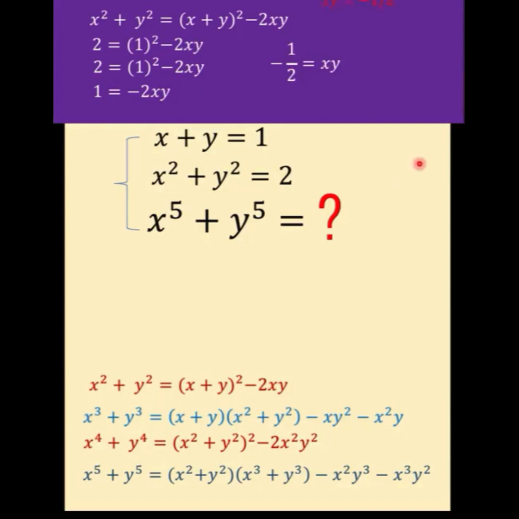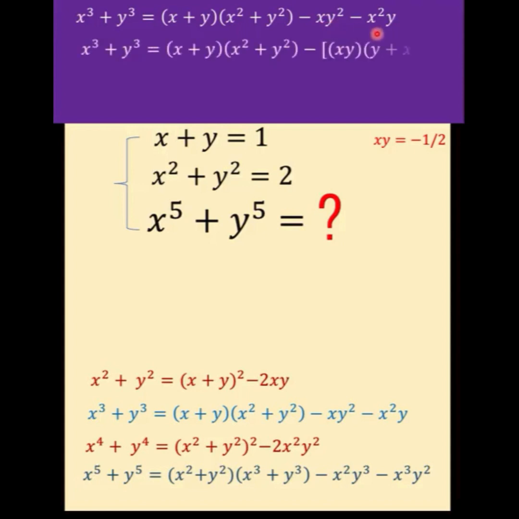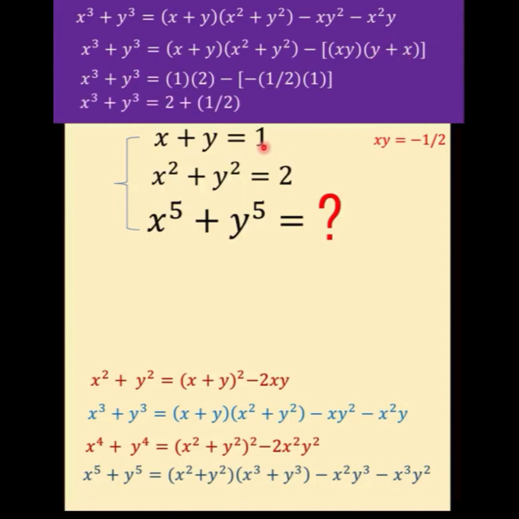Let's remember that result. Next, let's go to x cubed plus y cubed. In here, we can still simplify this because there is a common factor of xy, and so we arrive at this simplified form, and replacing the values for x plus y, which is 1, x squared plus y squared, which is 2, xy is equal to negative 1/2, and y plus x or x plus y is 1. And this is equal to 5/2.